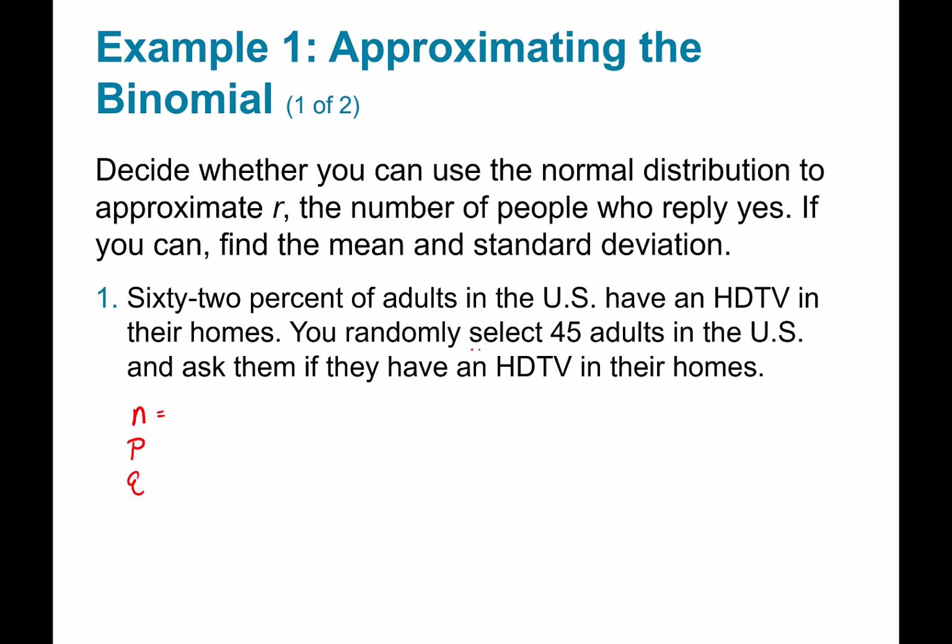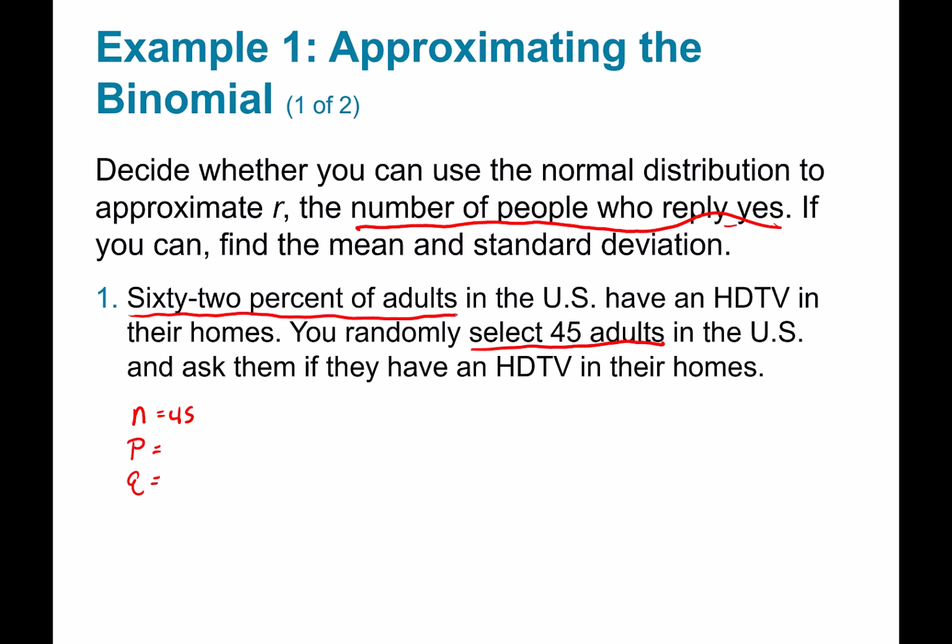So in this case, we're randomly selecting 45 adults. So N is 45. P is the probability in this case that we're asking the number of people who reply yes for our random variable. So P is the chance they're going to say yes. So yes, in this case, they have an HDTV in their homes. We know 62% of adults have an HDTV.